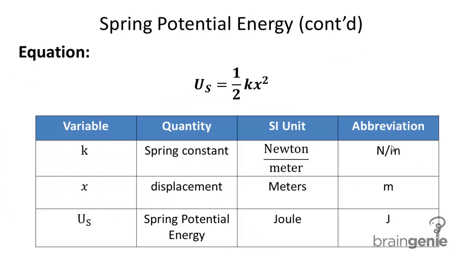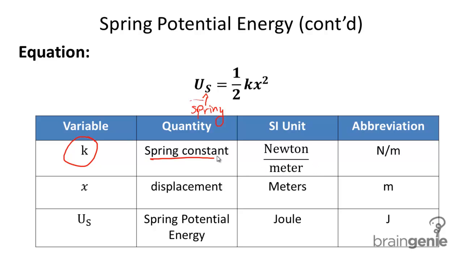Here's the formula for spring potential energy. It's U_S, S standing for spring in this case. And U_S is equal to 1/2 kx squared. Let's go through some of these new variables. k is the spring constant.